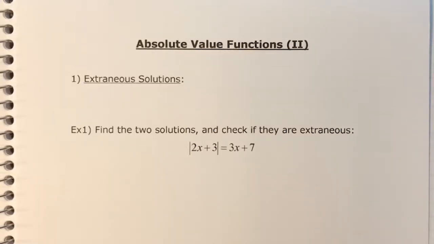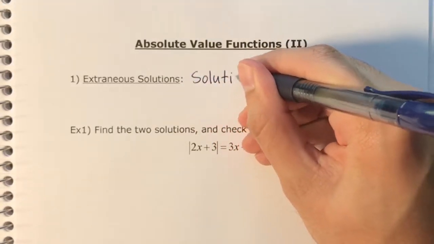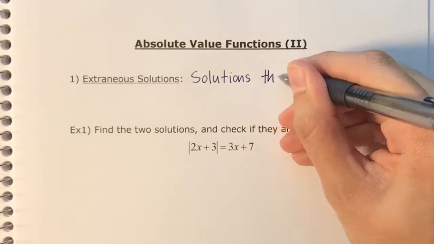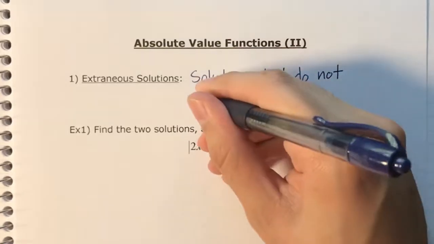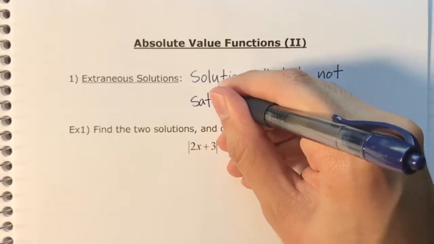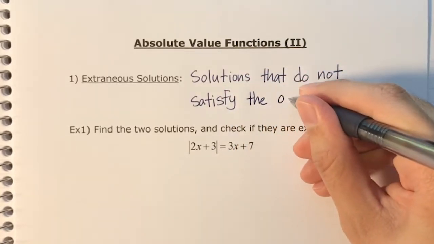In this video, we're going to be going over absolute value functions, specifically absolute value functions with extraneous solutions. So the first thing we need to do is define extraneous solutions. Those are the solutions that you get that do not satisfy the original equation. So let's write that down. Solutions that do not satisfy the original equation.